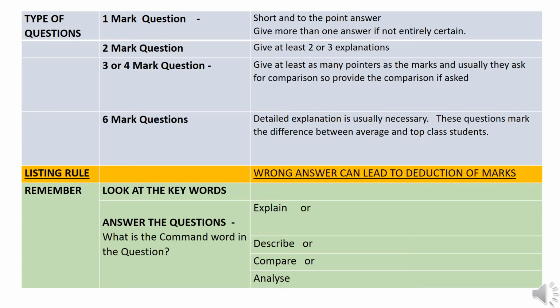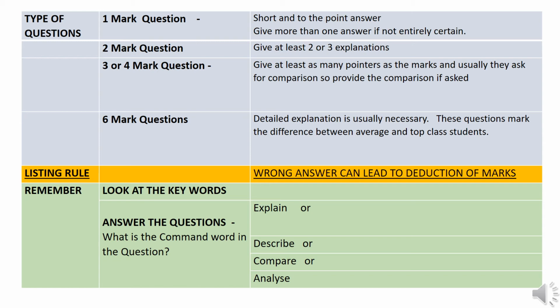For a 2-mark question, then you should give 2 or 3 explanations depending on what the question is asking for. For 3 or 4-mark questions, these tend to ask for a more in-depth comparison or analysis, so you should give as many points in your answer as the question is worth. And finally, you have 6-mark questions, for which you'd be required to write a detailed explanation, and these are the kinds of questions which will mark the difference between average students and grade 9 students.